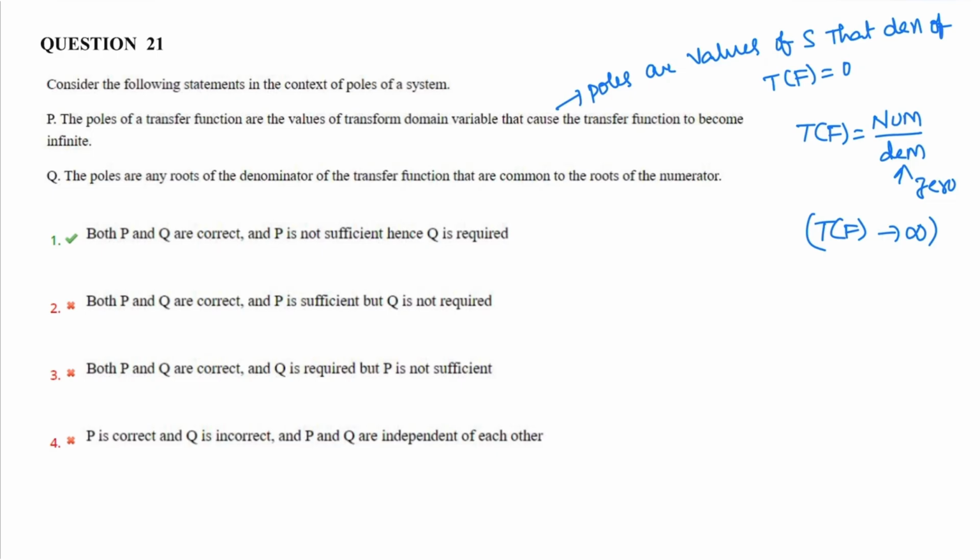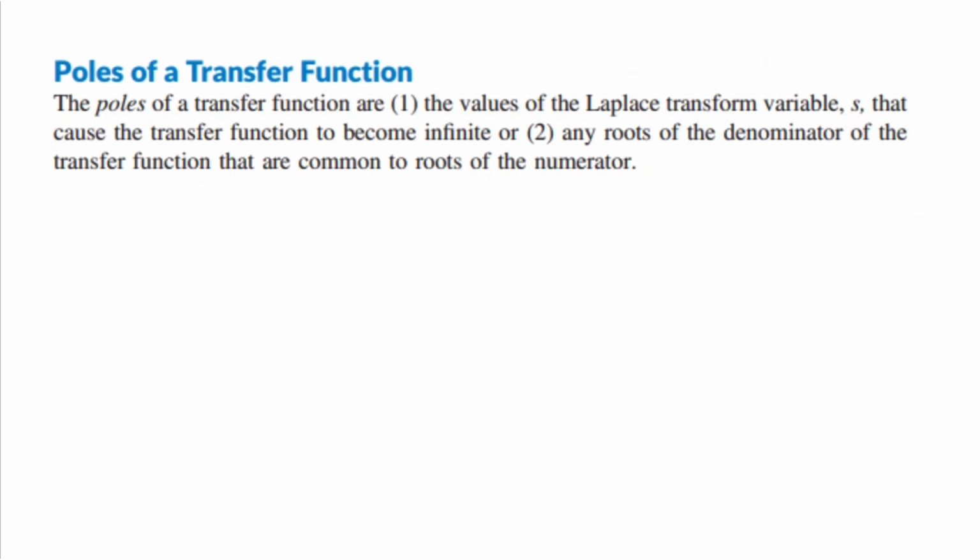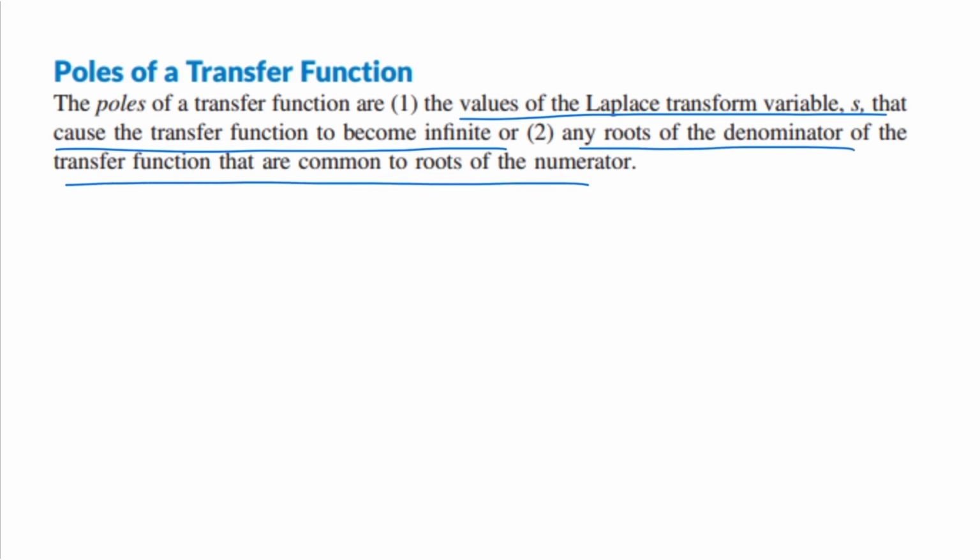Next, the correct option is 1. P and Q are correct, and P is not sufficient while Q is required. Poles of a transfer function are the values of the Laplace transform variable s that cause the transfer function to become infinite, or a pole is nothing but any root of the denominator of the transfer function that is not common to the roots of the numerator. Both statements are correct, and the correct option is 1.